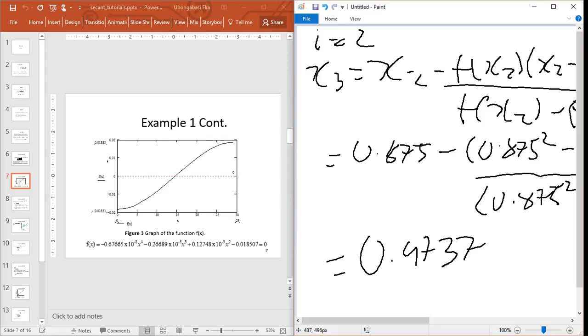Here we can see that the value for xn is getting closer to the actual value of the root, which is 1. So let's just do one more.